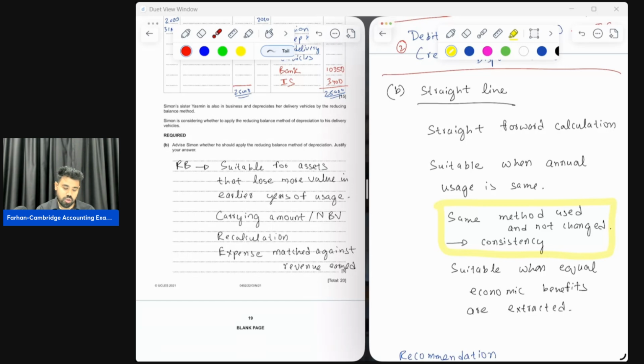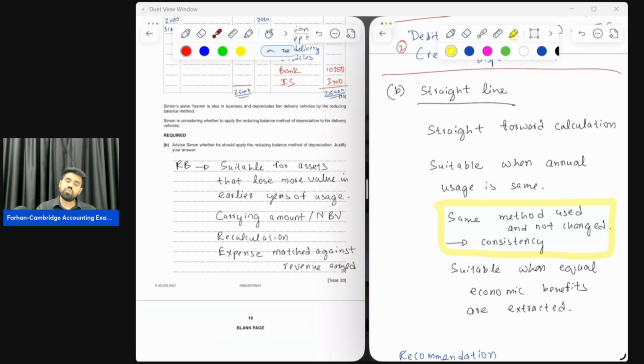So if you were to recommend either of these two methods, I would suggest you recommend the straight line method and that Simon sticks to it, because switching does violate the accounting concept of consistency. And also, you could include some pros within your recommendation by mentioning that it is easier and straightforward to calculate. And we understand that both these delivery vehicles are depreciated at the same rate of 20% per annum. We could just source equal benefits every year.